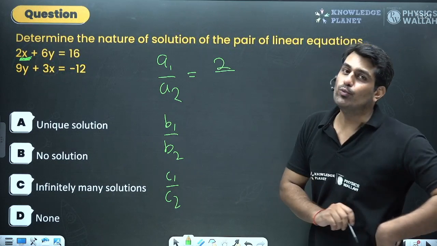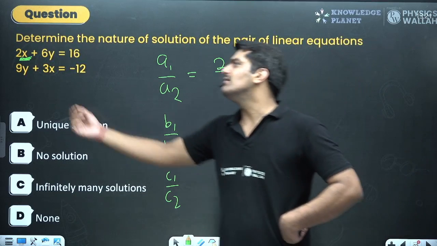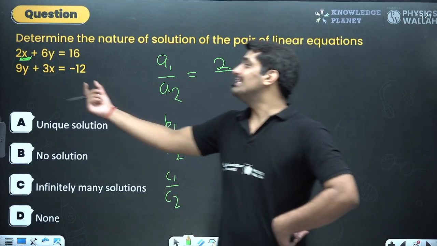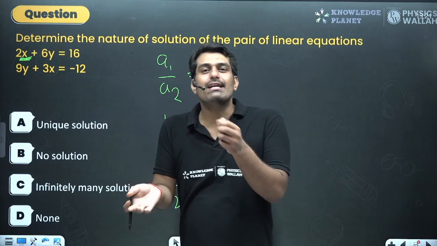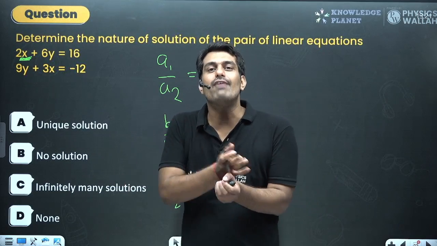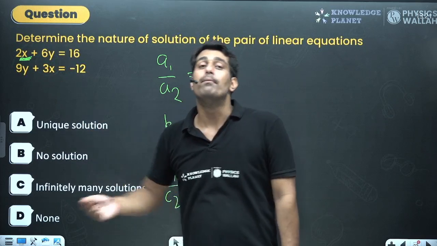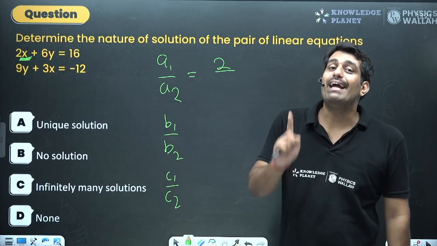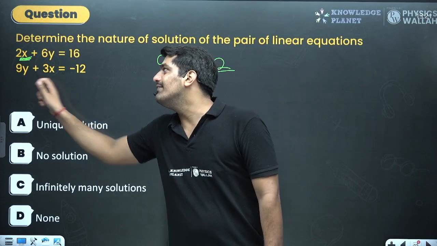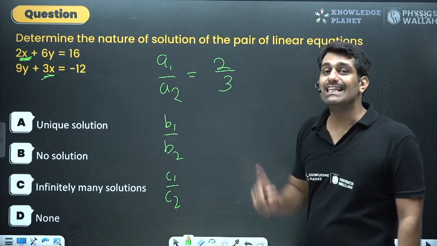What about a2? Think carefully over here. Many students will directly say, sir, 9, 2 by 9. Be careful. This is 9y plus 3x. You can have a different way of writing an equation. This equation is 3x plus 9y or 9y plus 3x, both are the same thing. But a2 is the coefficient of x. So over here, 9 is not the thing. We are looking for 3. So 2 by 3 was a1 by a2.